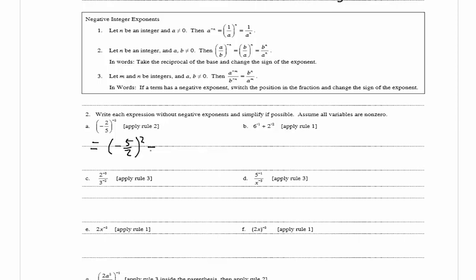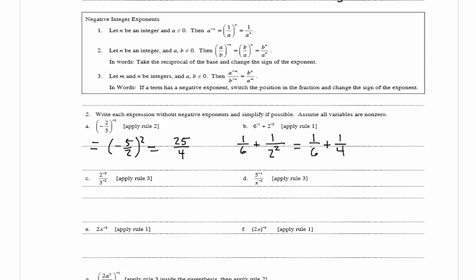squared, and negative 5/2 squared can be written as 25 over 4. Negative 5 squared is 25, and 2 squared is 4. In B, we have 6 to the negative first power plus 2 to the negative second power, and we can rewrite that as 1 over 6 plus 1 over 2 squared, and this is equal to 1/6 plus 1 over 4.